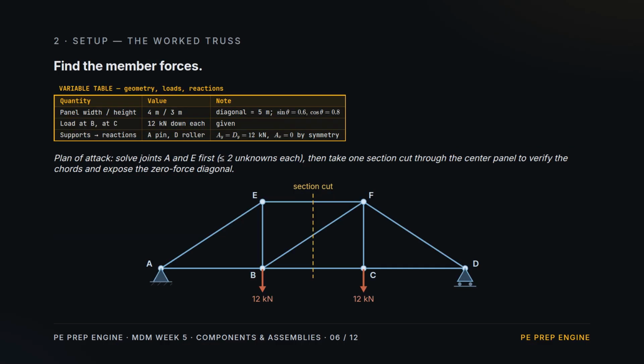Setup. The worked truss. 3 equal panels, 4 meters wide and 3 tall, which makes every diagonal a clean 3-4-5. Pinned at A, roller at D, with 12 kilonewtons hanging at each of the 2 interior bottom joints. The loads are symmetric, so each support carries half the total. 12 kilonewtons up at A and at D, and no horizontal reaction. From here it's joints and a section cut.